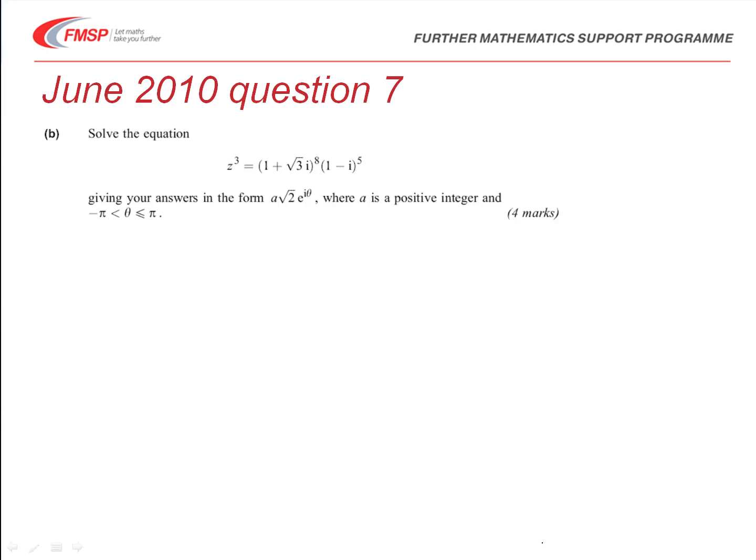Well, let's move on to part B of this question, where we're now going to use that answer to solve this equation. So, what have we got? Well, we've got z cubed, and we can replace the right hand side now with the 2 to the power of 21 over 2 e to the power of 17 pi over 12.